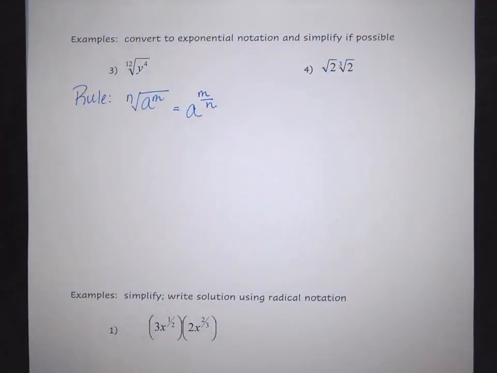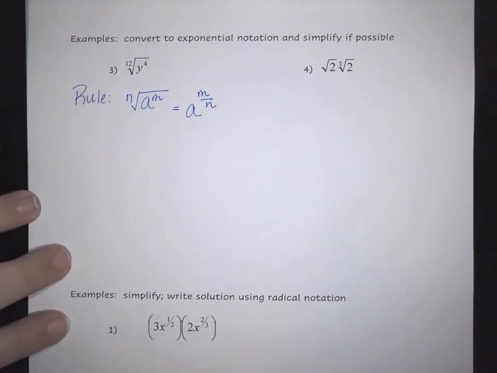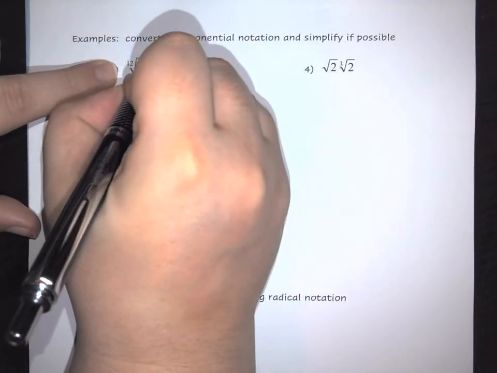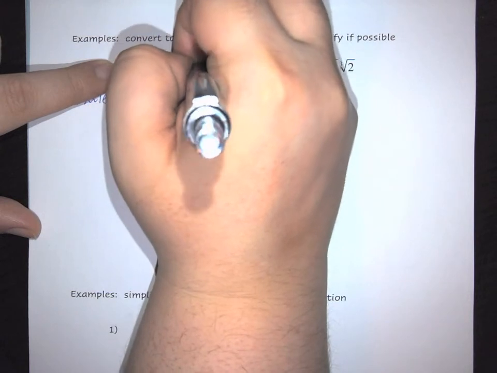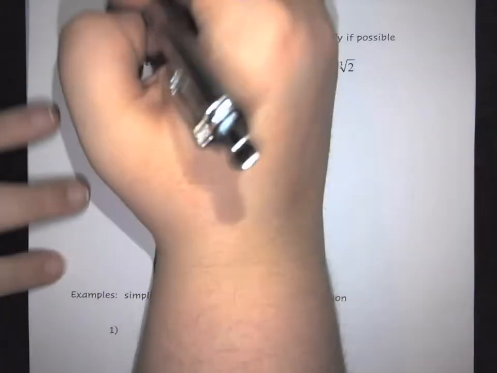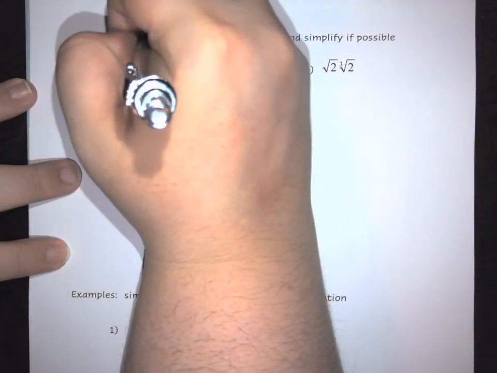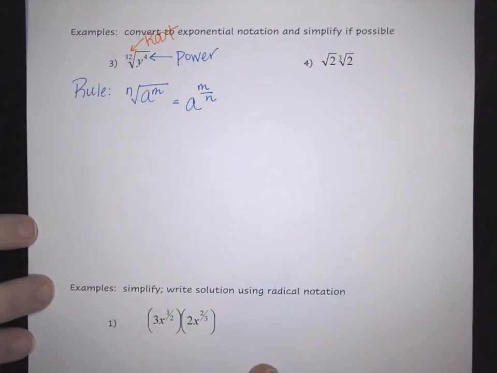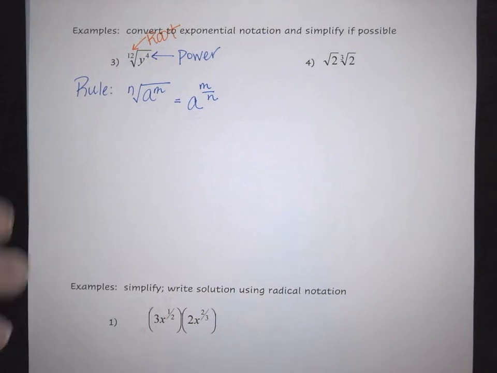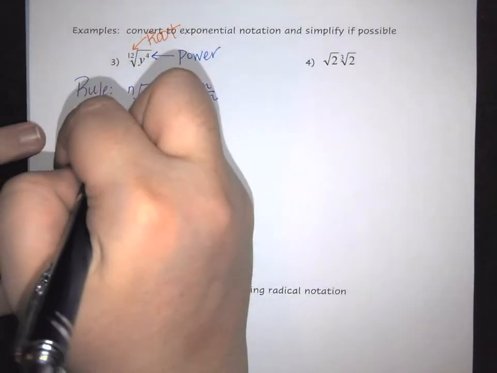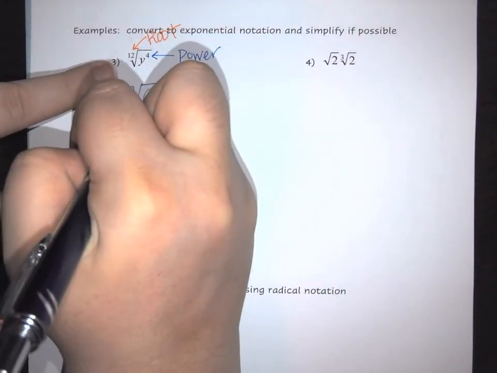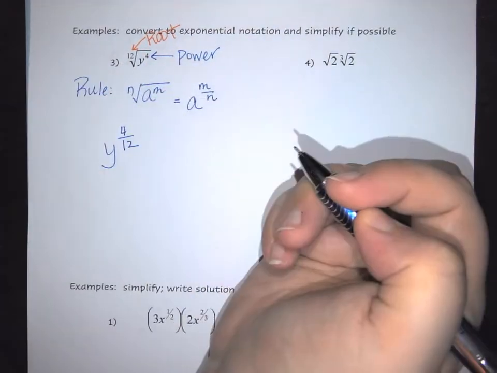Okay. So again, we have to identify your power and we have to identify that root. And so here it's fairly simple. If we look at this, right here we have a power. And my index is going to be your root. And so all we simply have to do is just rewrite it. And so here we're going to end up with y. We're going to have our power, which is 4, over our root, which is 12.